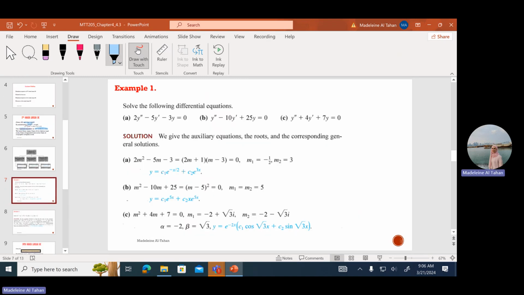Here we have three examples. We'll start with the first one. What I need from you is just to write this differential equation now: 2y double prime minus 5y prime minus 3y equal to 0. So this is a second order differential equation with constant coefficients, right?